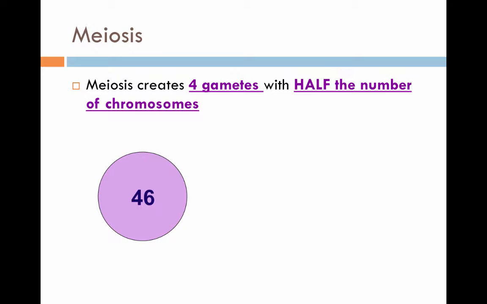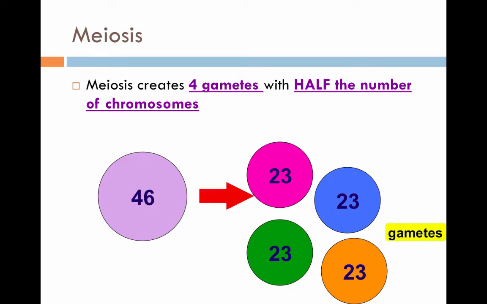Meiosis creates 4 gametes, so sperm or egg cells, with half the number of chromosomes. So remember, in mitosis, if you started with 46, you ended with 46. But in meiosis, if you start with 46, you have half the chromosome number in your cells, so 23 in each one of your cells. An important point, though, about meiosis is each gamete, each sperm or egg cell, is slightly different from the next. No 2 gametes are identical, and they're also not identical to the parent cell. Every single gamete is slightly different.